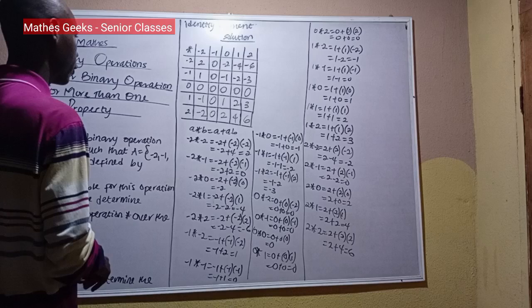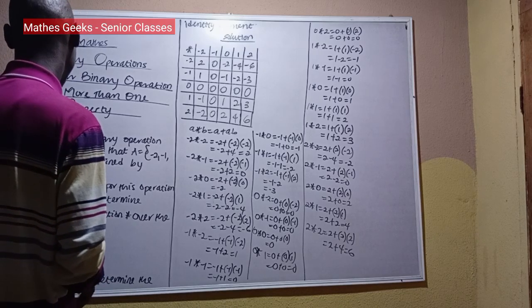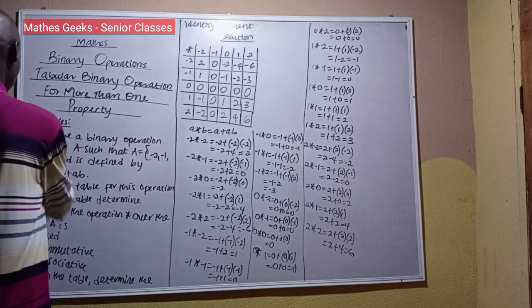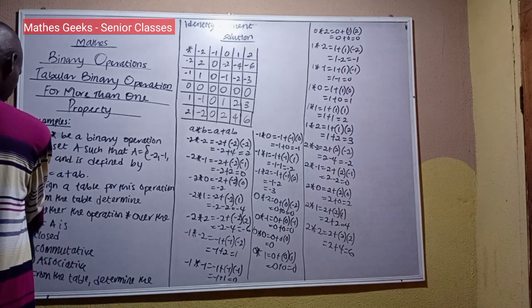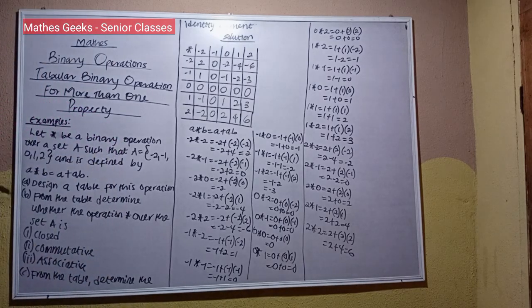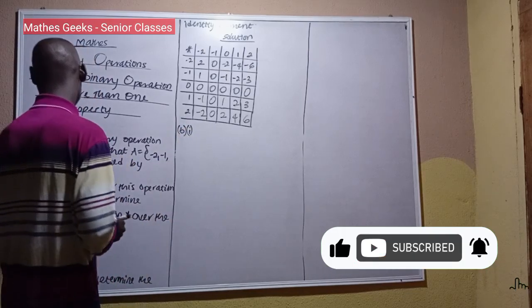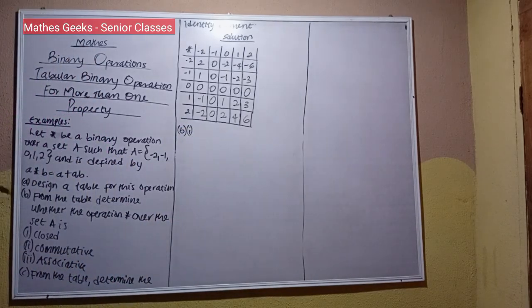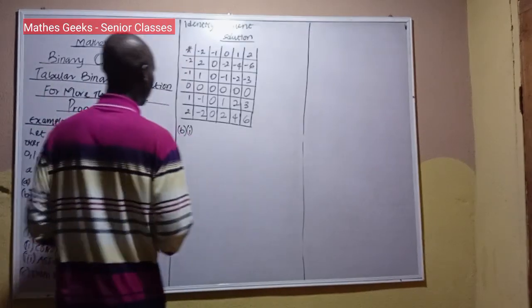So we have filled the table, or we have designed the table for this operation. Next is to use the table to answer the questions. It says from the table, determine whether the operation star over the set A is closed. This is the closure property.